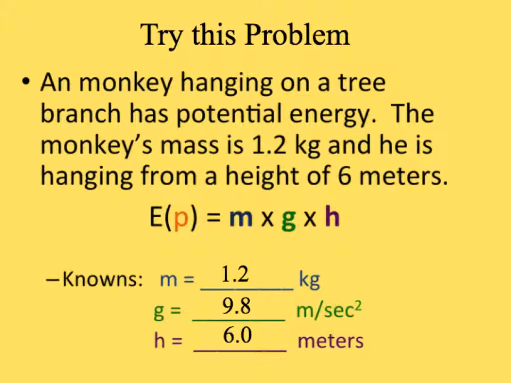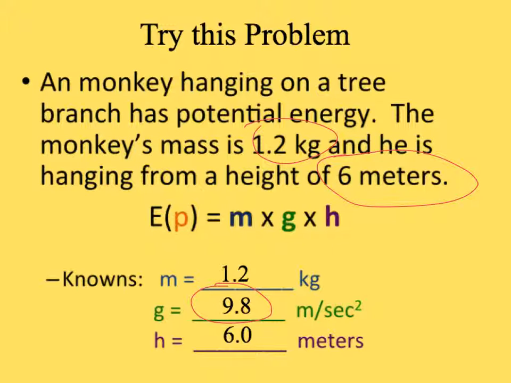So, let's try this problem. Again, we need to figure out what we already know. So we know the monkey has a mass of 1.2 kilograms. The monkey's hanging above the ground at 6 meters. So far so good, right? Now, do we know the force of gravity? Well, yes. The variable g is always going to be 9.8 meters per second squared.